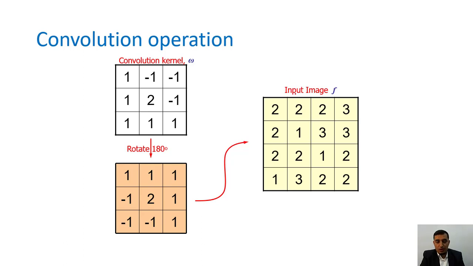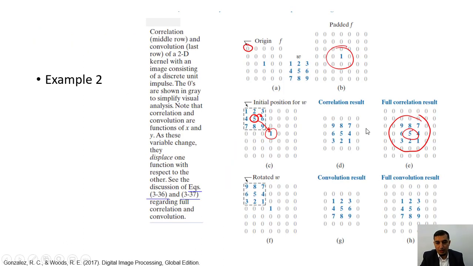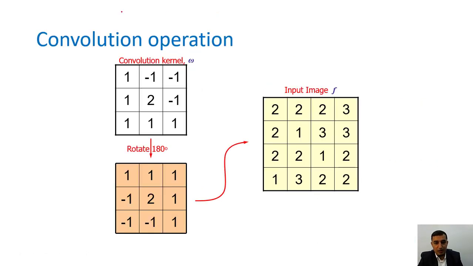So welcome back. Today we'll continue talking about spatial filtering, and we stopped last time on the example with the simple convolution and correlation. Now let's take another example. Consider this kernel. We are going to apply this kernel to this input image, okay?